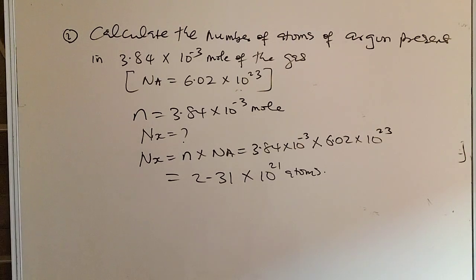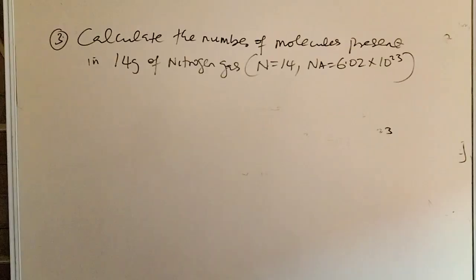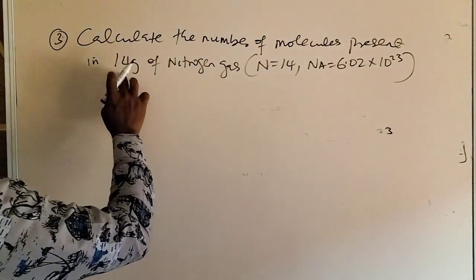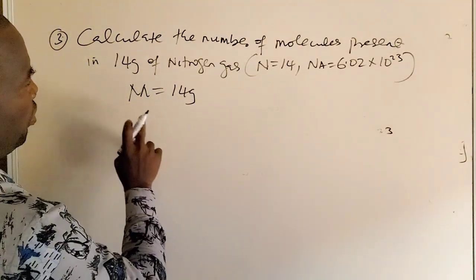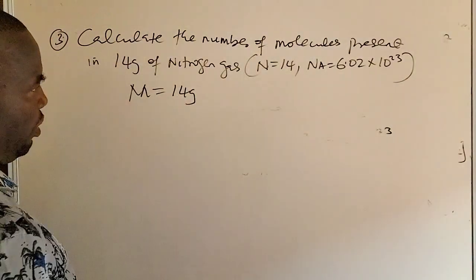So having done justice to how to calculate the number of atoms, the relationship between number of atoms and mole, we'll now move over to how to calculate number of molecules using the same equation number 4. So let's look at the question on the board that says calculate the number of molecules present in 14 grams of nitrogen gas. Now, the mass of nitrogen gas is 14.